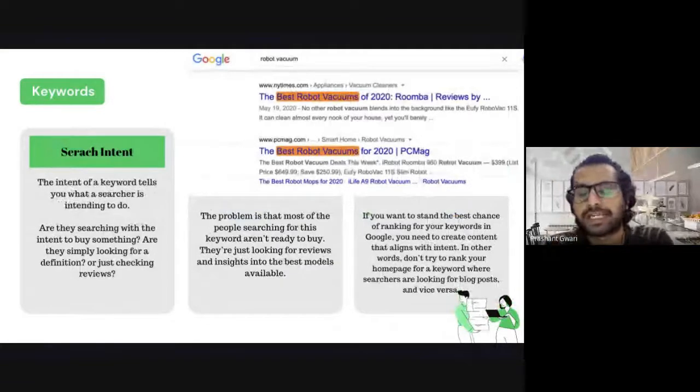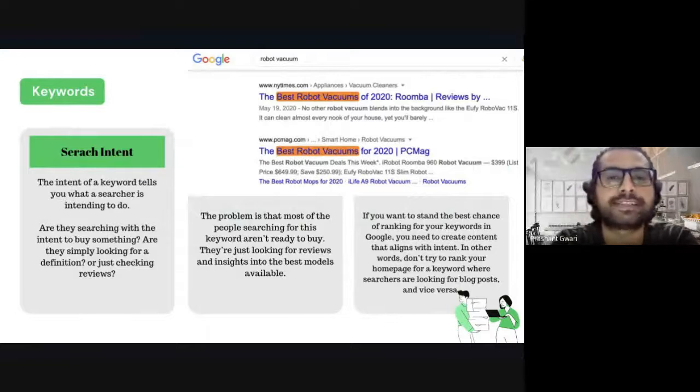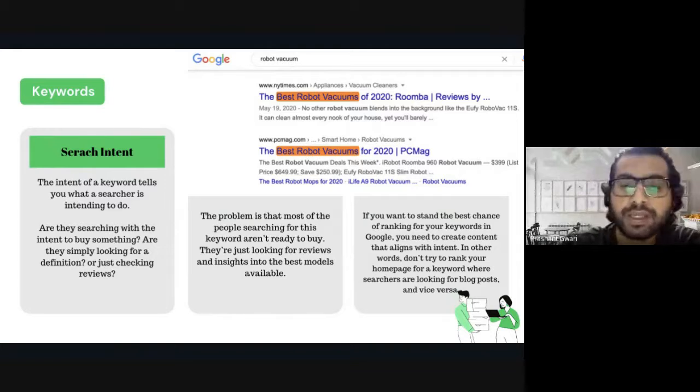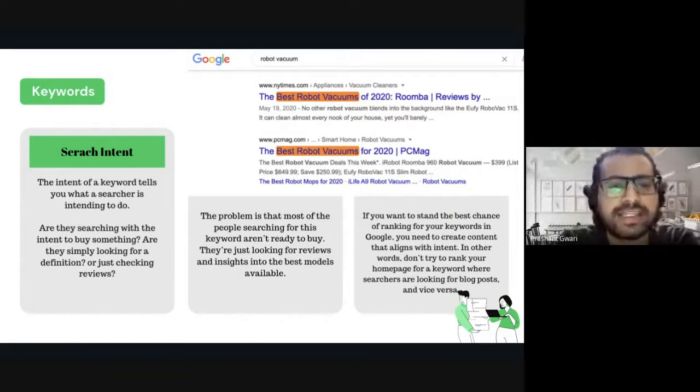Now the last part is search intent. What does search intent actually mean? This is the most important thing. The last part of keyword research is search intent. The intent of a keyword tells you what the searcher is intending to do. Are they searching with the intent to buy something, or are they simply looking for a definition or just looking for a review?